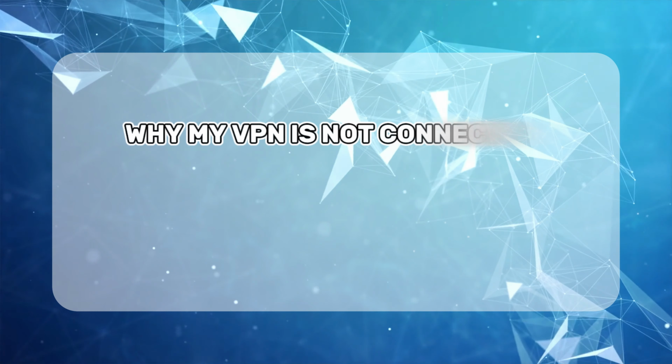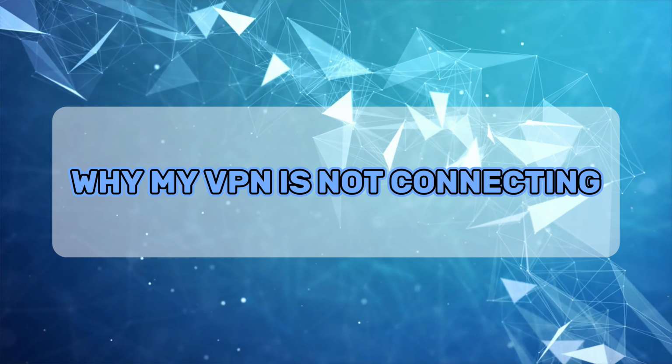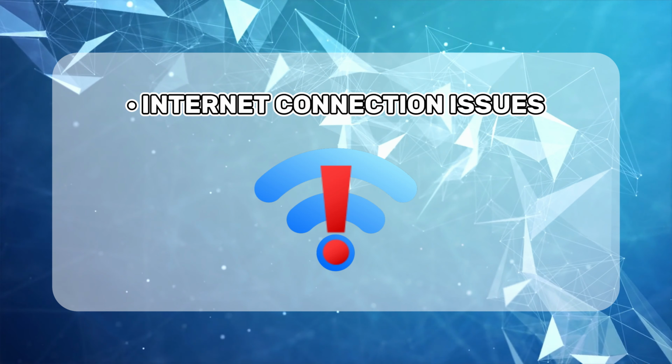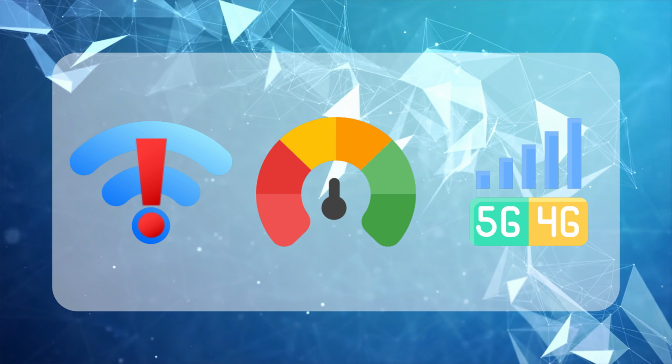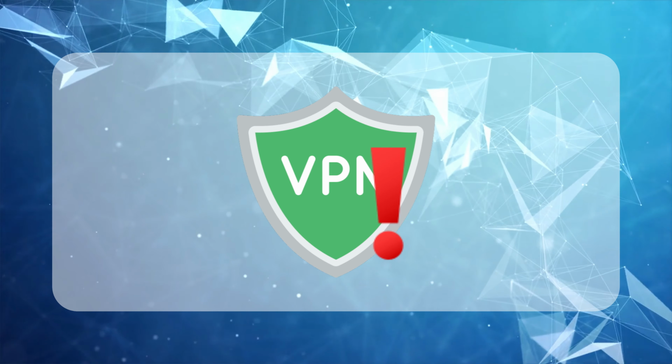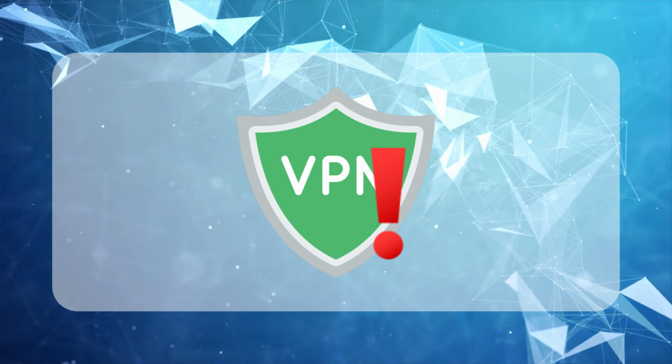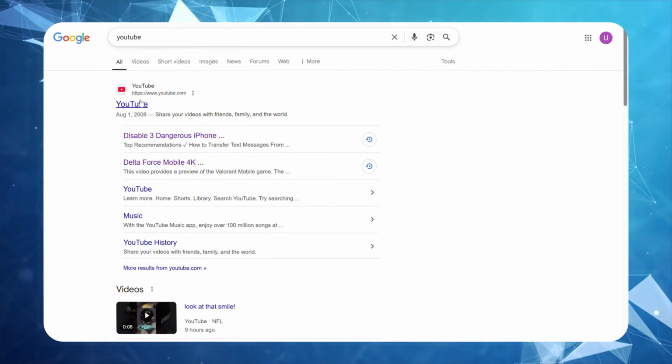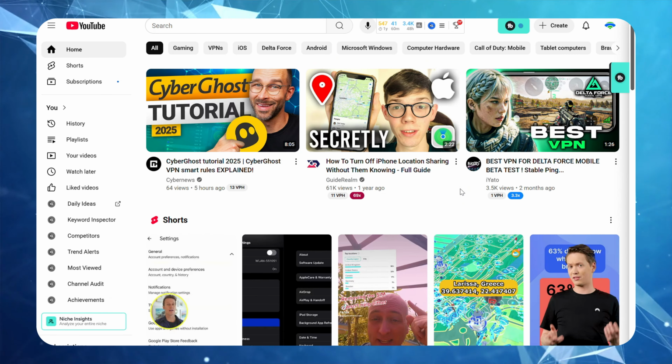In the first part, we will explain why your VPN won't connect. The first reason is internet connection issues. If your Wi-Fi or mobile data is unstable, your VPN can't connect. Always test your internet before blaming the VPN.